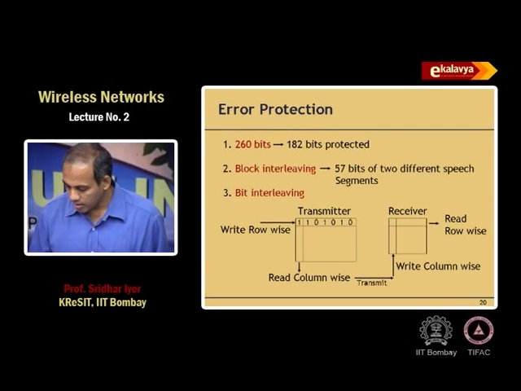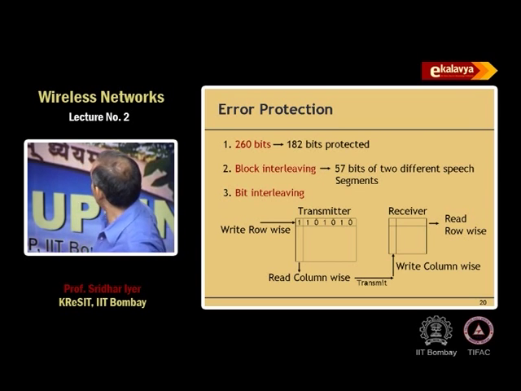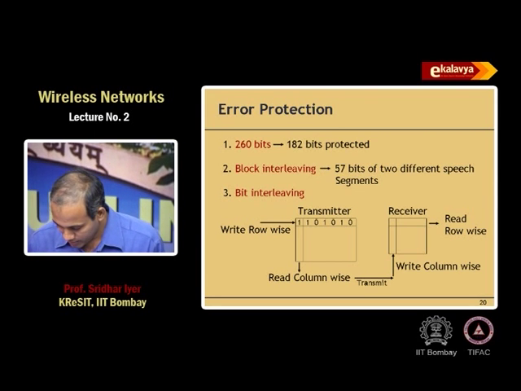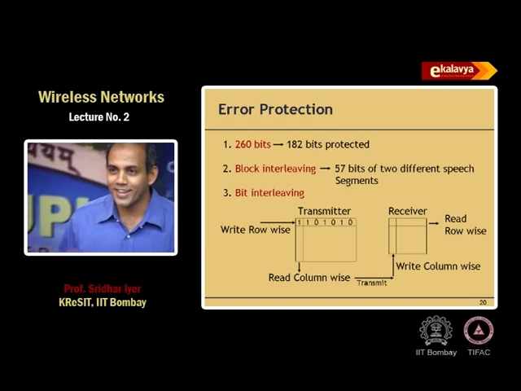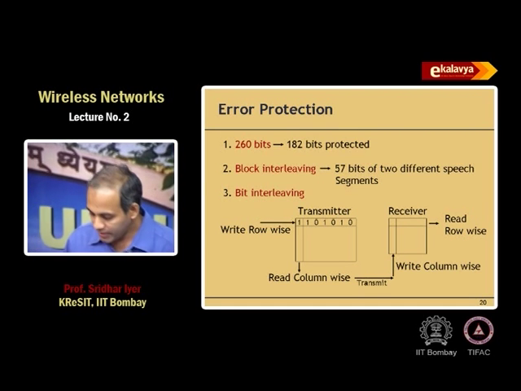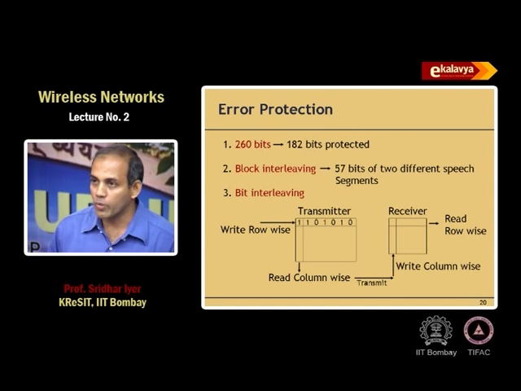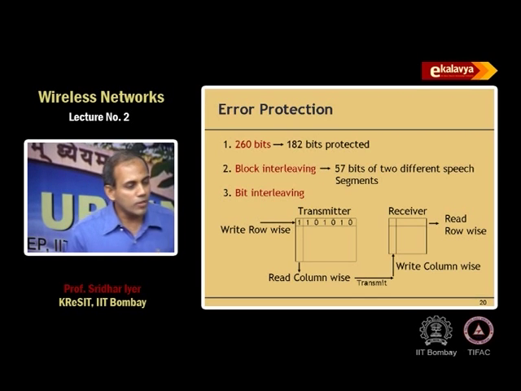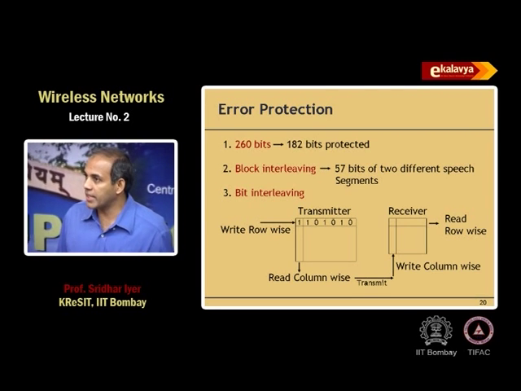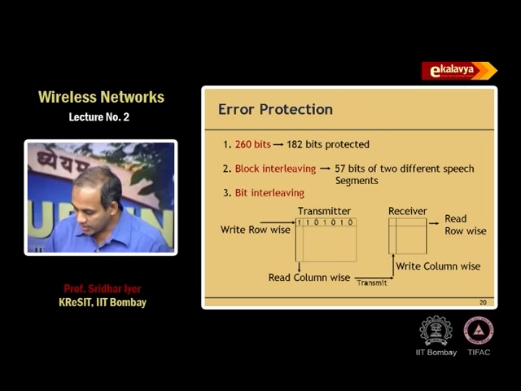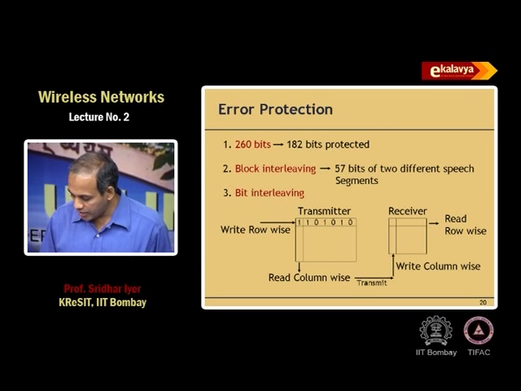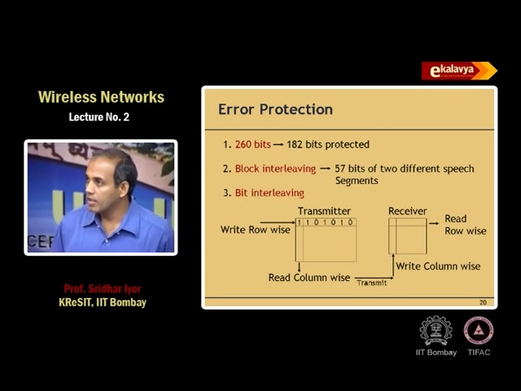So, I am basically going to write my data in this manner. These are our contiguous bits, those are the contiguous bits, right? So when I read it column wise, what happens? Contiguous bits get separated out. Now when this goes out onto the network, even if there is a burst error here, what will I do at the other end?